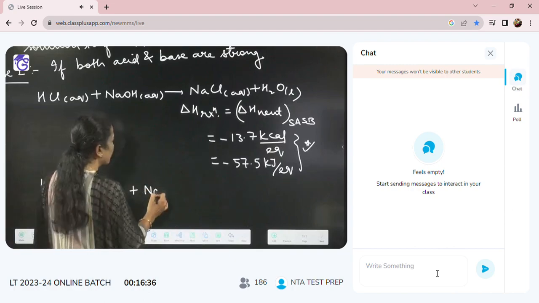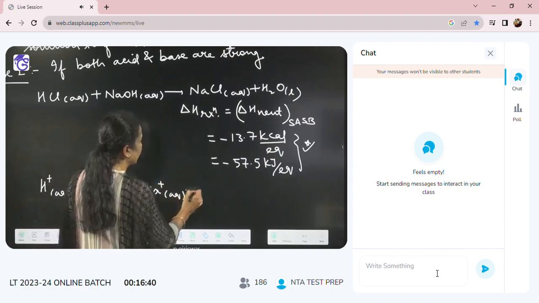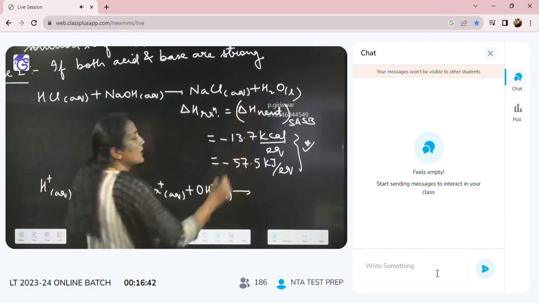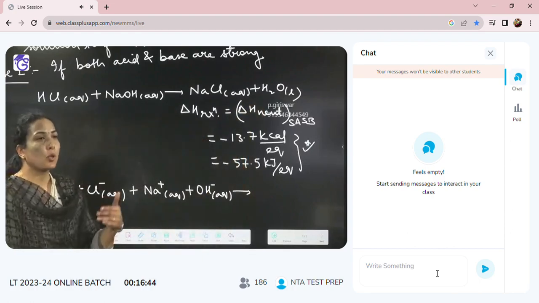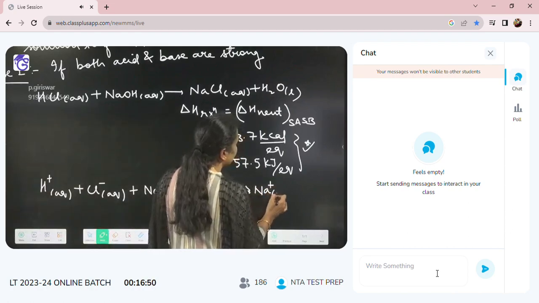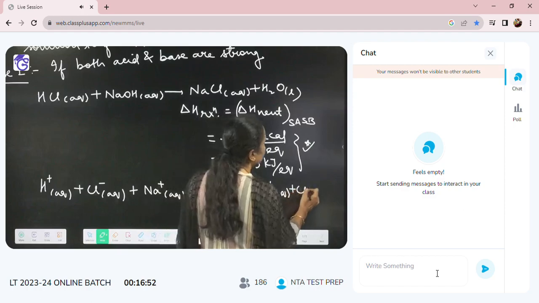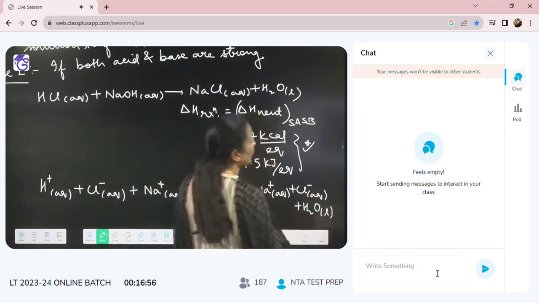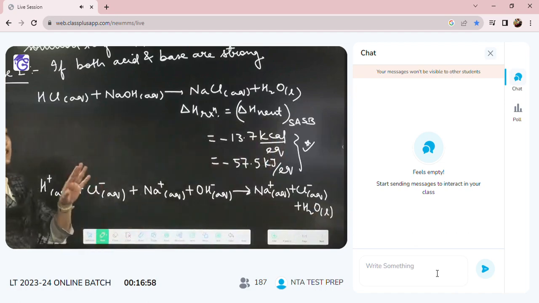Here, NaOH will also dissociate into Na plus aqueous and OH minus aqueous. Now, NaCl aqueous is a soluble salt, so it will exist as its separate ions, Na plus aqueous plus Cl minus aqueous. But you will not break down the water. It is a weak electrolyte, so you'll write H2O liquid only.